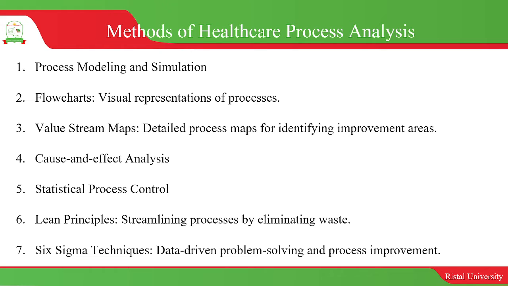We have cause and effect analysis. We have statistical process control, lean principles, streamlining processes by eliminating waste. The aim of lean principle is to maximize outcomes but minimize waste of resources. Number 6 is the Six Sigma technique. We shall talk more about this. It is a data-driven problem solving and process improvement approach that employs statistical methods.